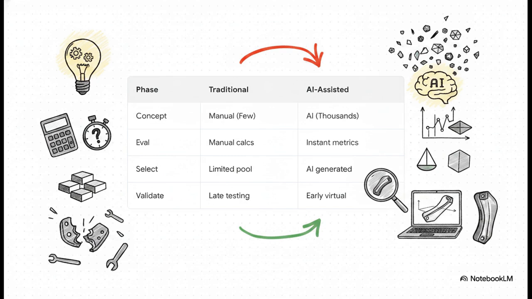But with AI, the system spits out thousands of lightweight concepts instantly. Performance and weight comparisons happen on the fly. You basically become the curator, selecting the optimal design, running early virtual tests, and using the physical prototype just to confirm your expected results, rather than crossing your fingers and hoping you don't discover a massive flaw.